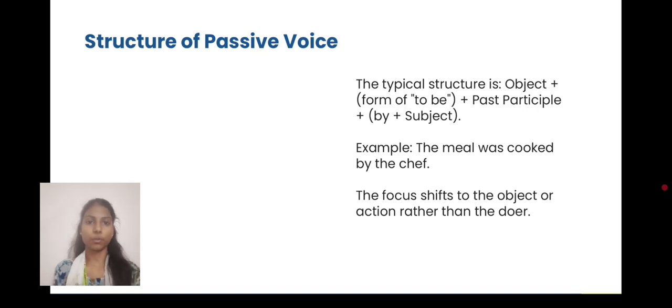Structure of passive voice. The typical structure is object plus form of to be, past participle, plus by plus subject. Example: the meal was cooked by the chef. The focus shifts to the object or action rather than the doer.